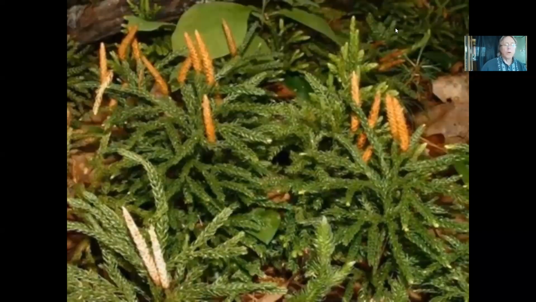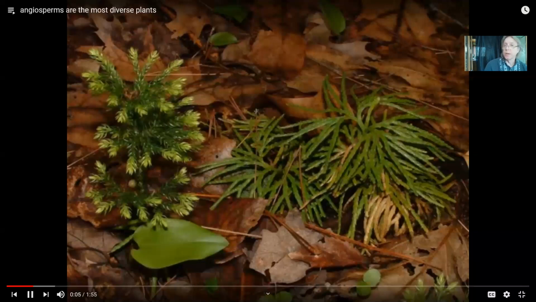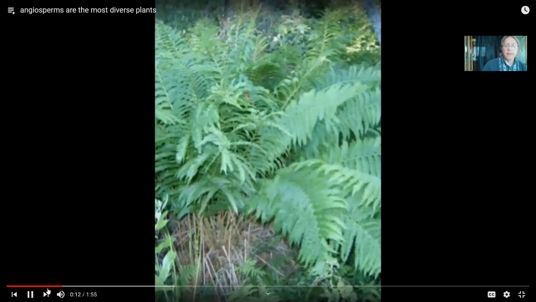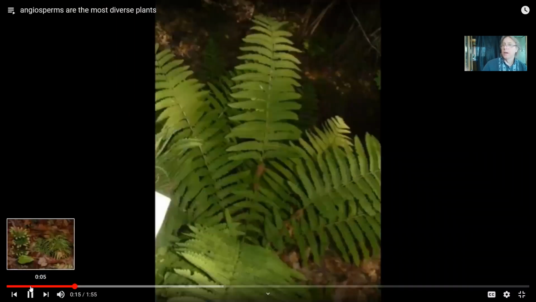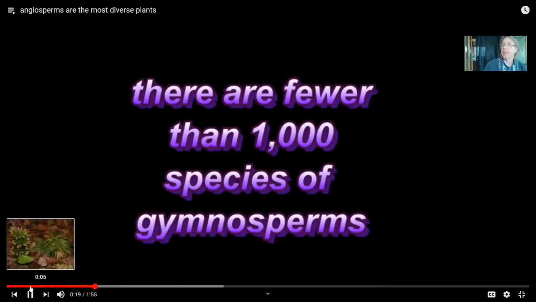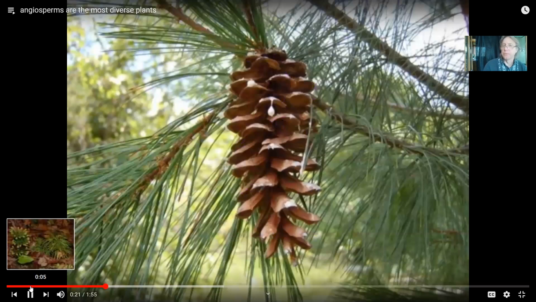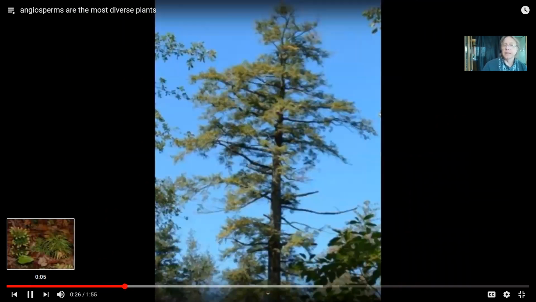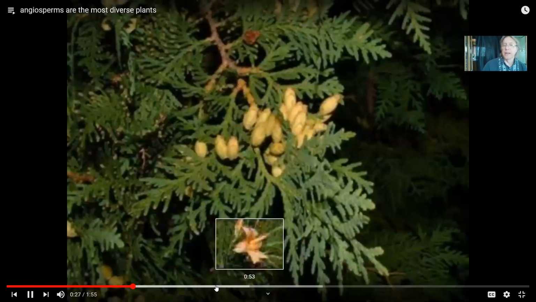There are over 300,000 species of plant known to be alive today. Of these, there aren't that many which are ferns or mosses and liverworts, or even pine trees, with fewer than 1,000 gymnosperms known, for example. The overwhelming majority of these plants are the angiosperms, the flowering plants.